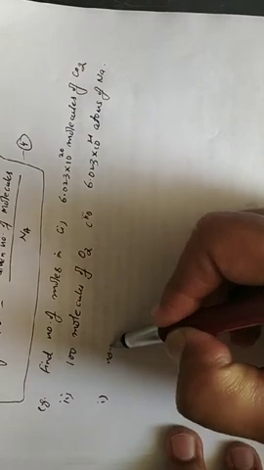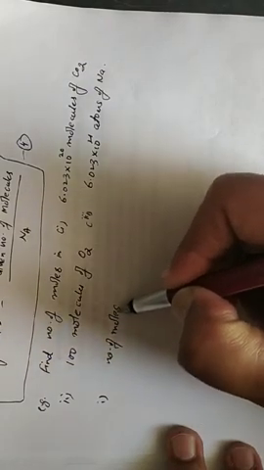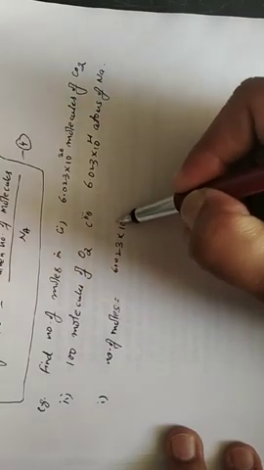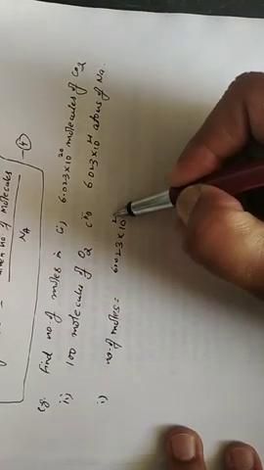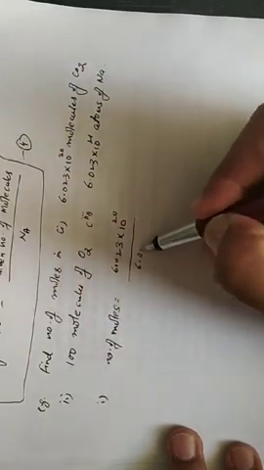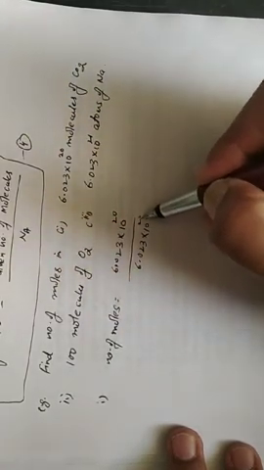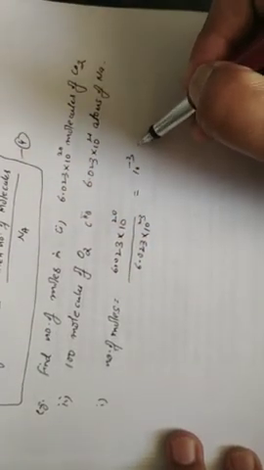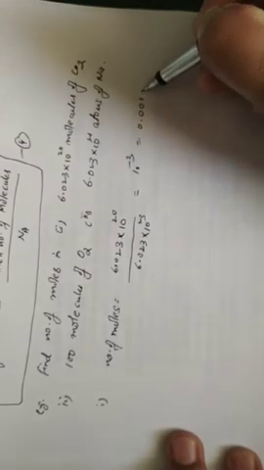First case, number of moles is given number of molecules, that is 6.023 10^20 divided by Na. Na is 6.023 10^23. So it comes out to be 10^-3, 0.001 moles.